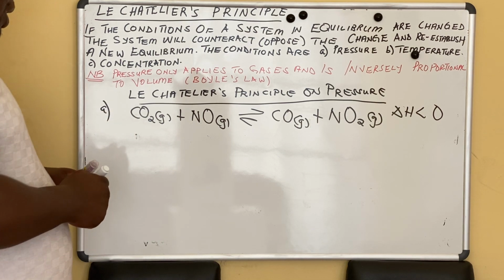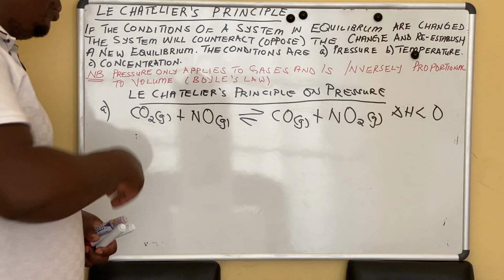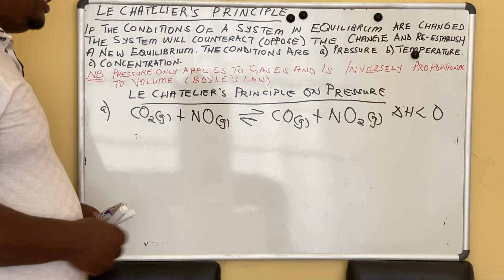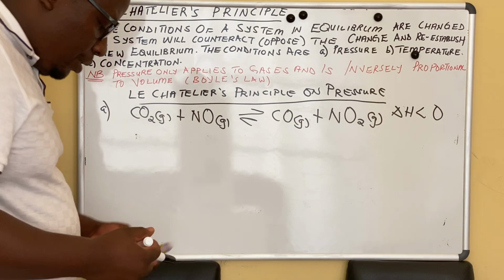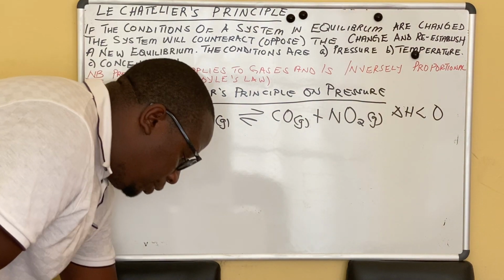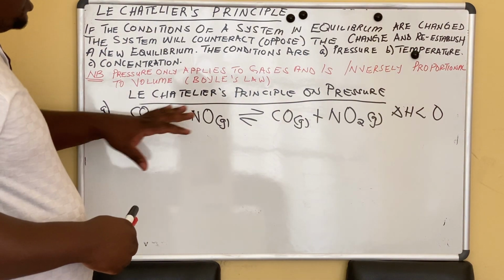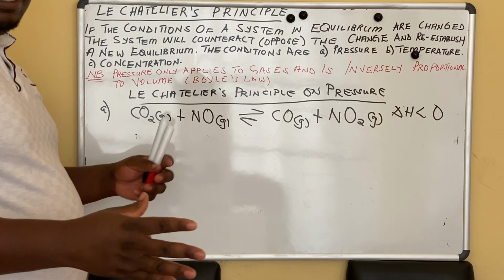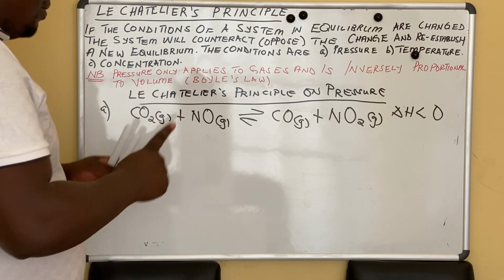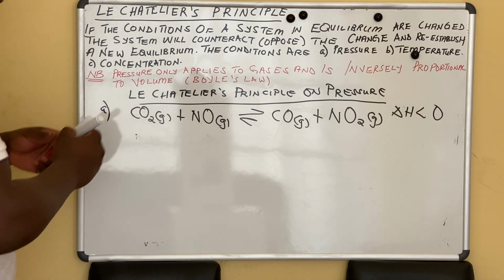So we have carbon dioxide reacting with nitrogen monoxide to produce carbon monoxide and nitrogen dioxide, and the delta H is written as less than 0. So what does this mean? We need to understand something here. When you are given an equation like this, it is a reversible reaction. It means there are two equations that have been combined to form one equation. So we have two equations here. We have what is called the forward reaction.